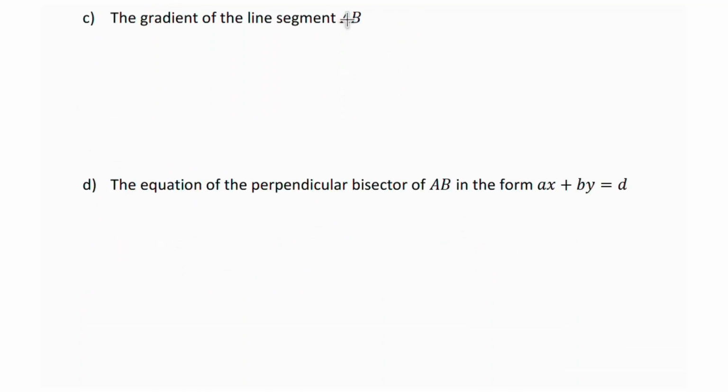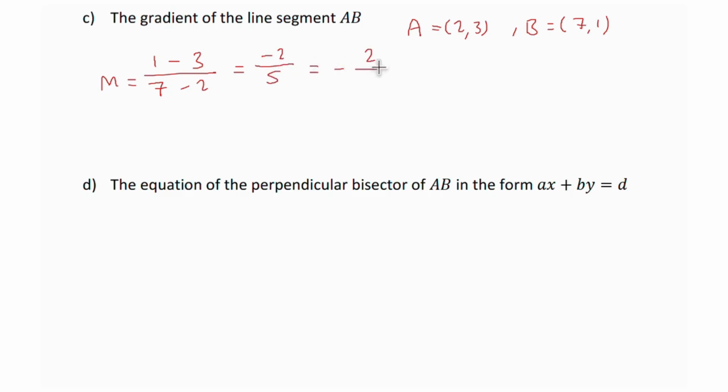The gradient of the line segment AB. So let's remind ourselves, just because they've gone off the top here, A is equal to the point (2, 3), and B is equal to the point (7, 1). So the gradient is equal to y2 minus y1 over x2 minus x1, which is minus 2 over 5, or minus 2/5.